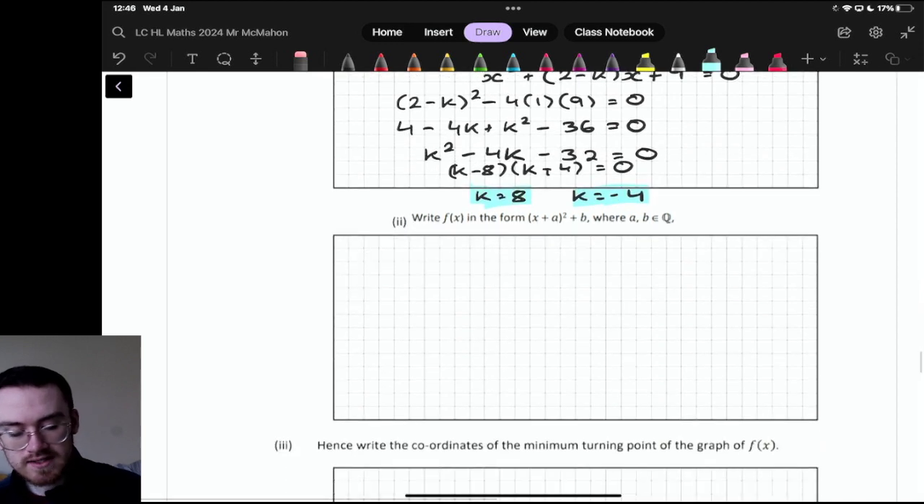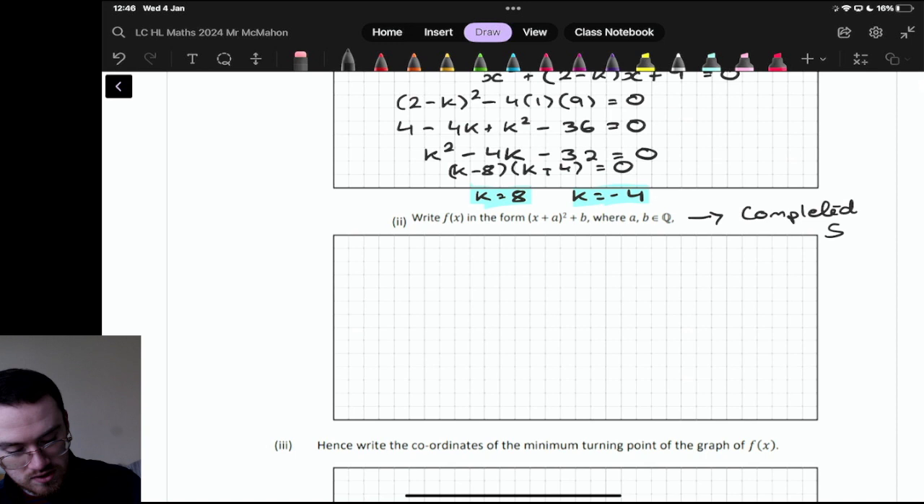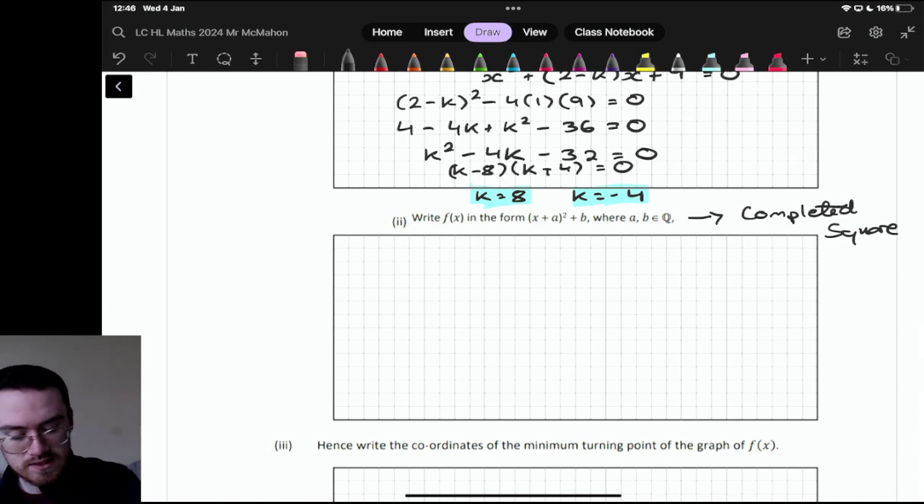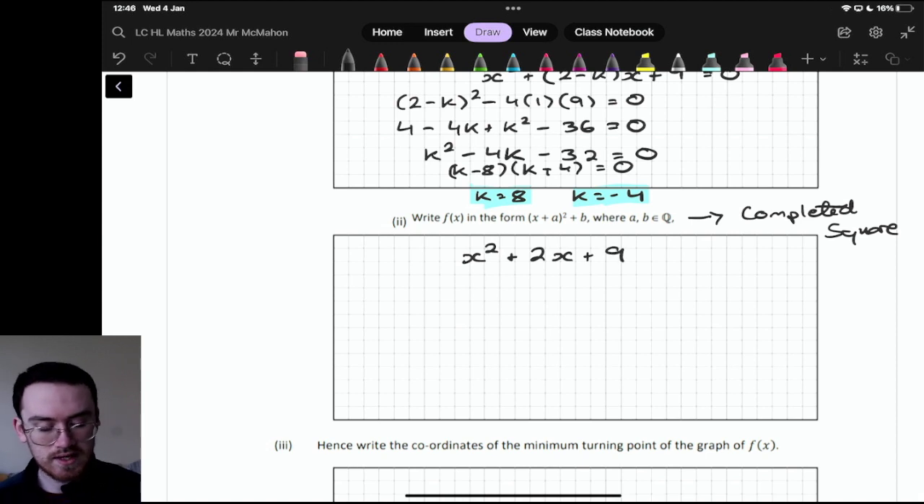The next part asks us to write the function in a particular form, and again we should recognize that this is completed square form. And in order to complete the square, we need to follow a particular set of steps. So let's first of all take our function f of x, x squared plus 2x plus 9.